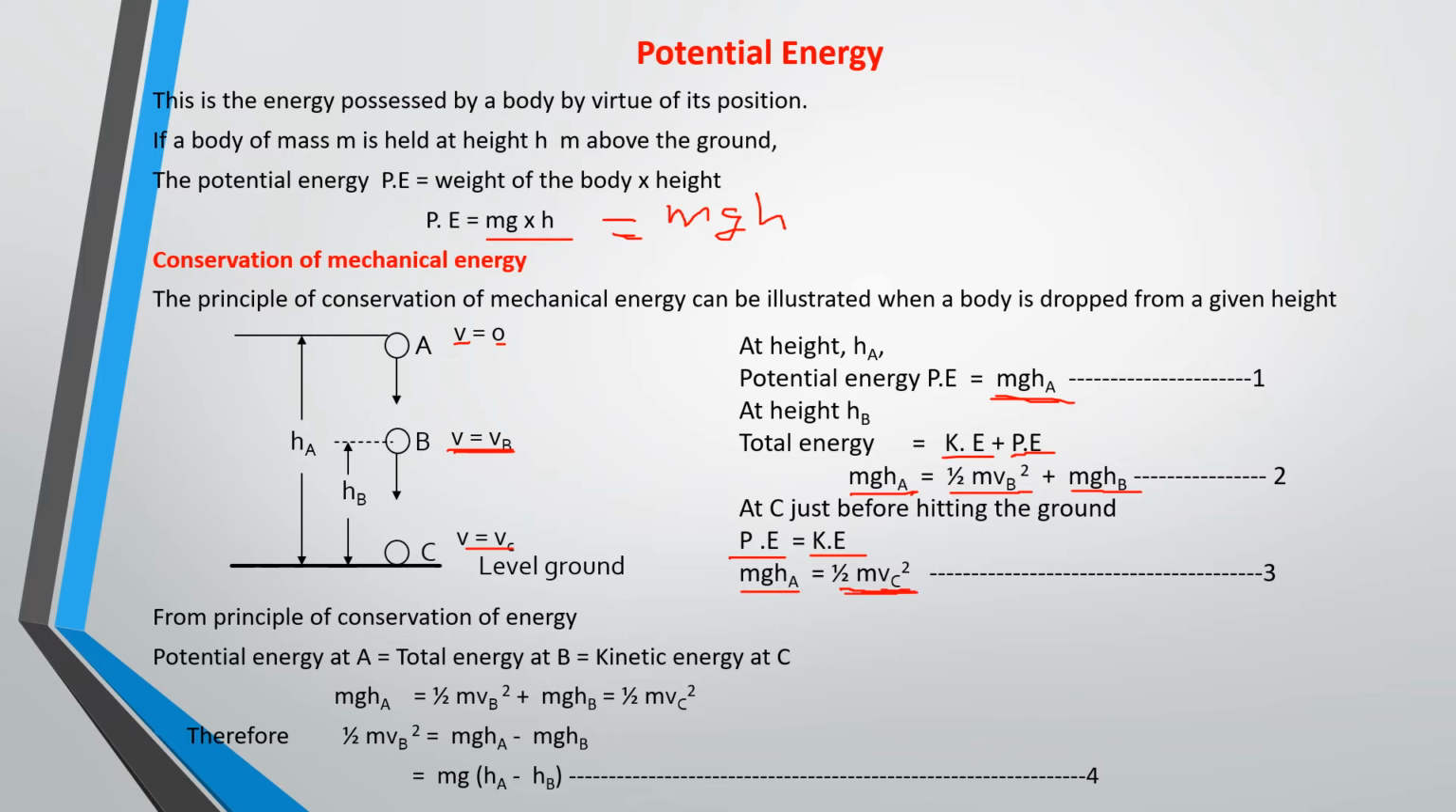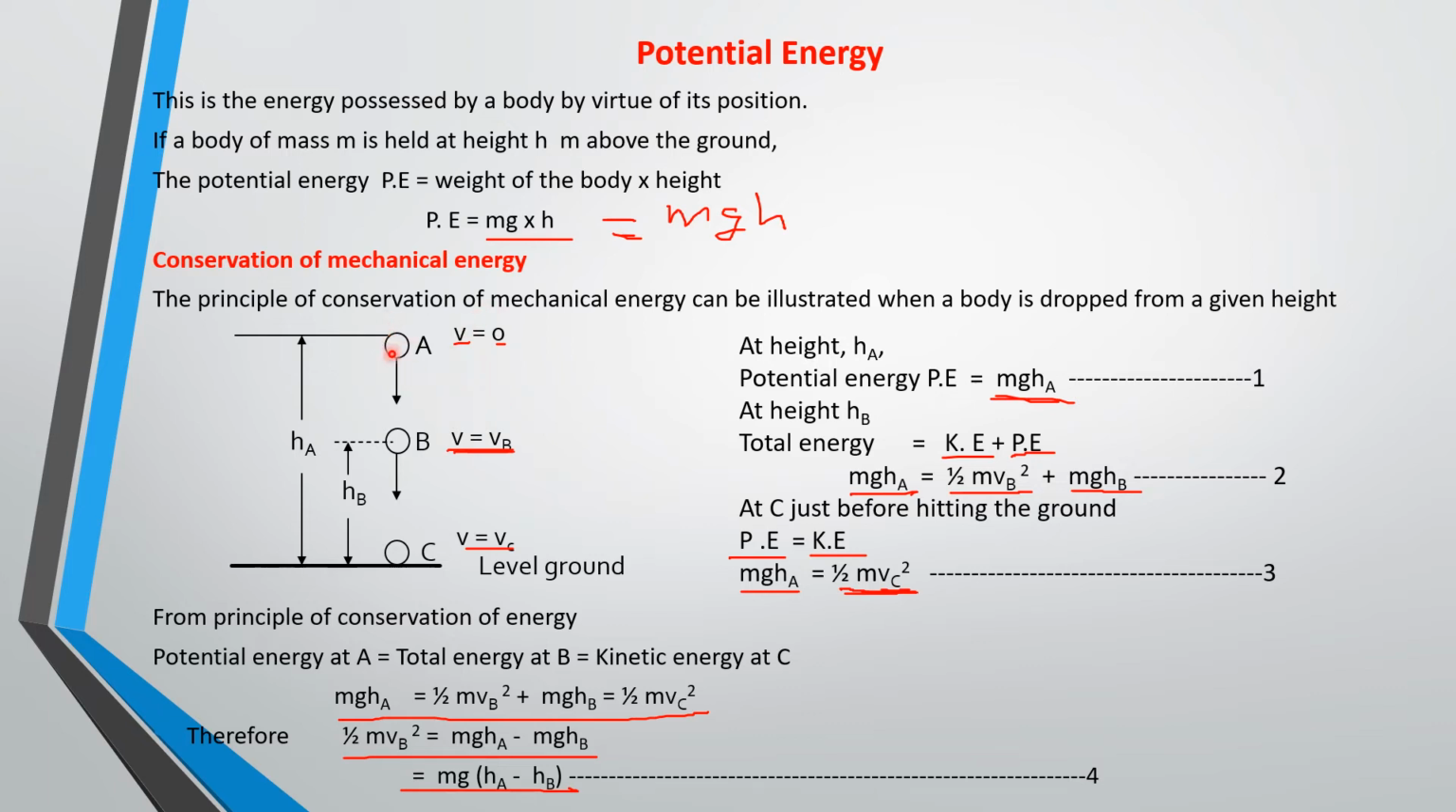To kinetic energy. Now, according to the principle of conservation of energy, the potential energy at A is equal to the total energy at B and is equal to the kinetic energy at C. So you can use this equation to solve any problem that has to do with an object that is released from a height, maybe finding the energy at a particular height. You can use any of these equations to solve for either the height or the velocity, as the case may be, for an object that is released from a particular height.